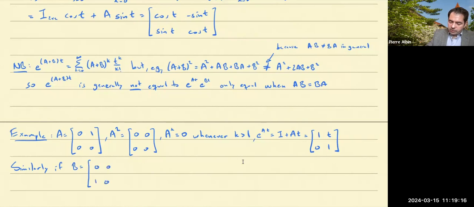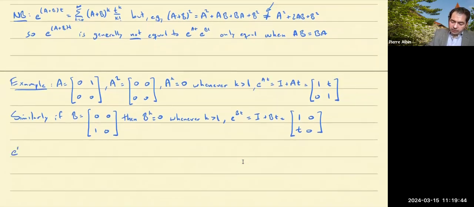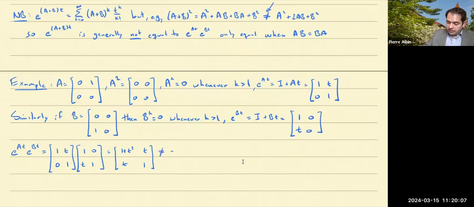Similarly, if B is 0, 0, 1, 0, then B to the k is equal to 0 whenever k is greater than 1. So e to the Bt is the identity plus B times t. So that would be 1, 0, t, 1. And so notice that here, e to the At times e to the Bt would be 1, t, 0, 1 times 1, 0, t, 1. So that's 1 plus t squared, t, t, 1, right? Which is not equal to e to the (A plus B) times t.